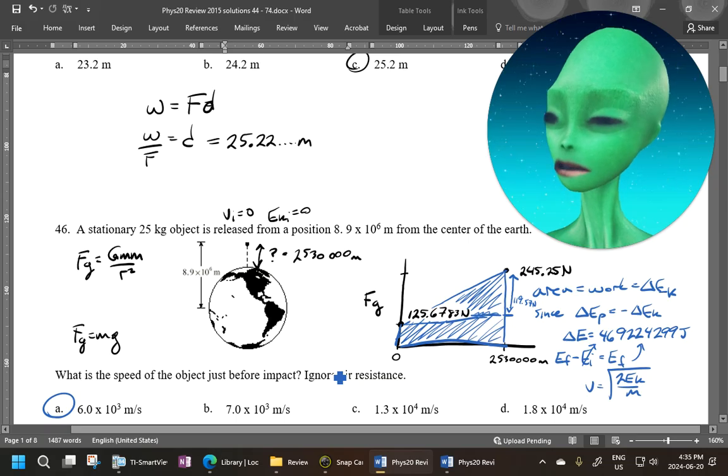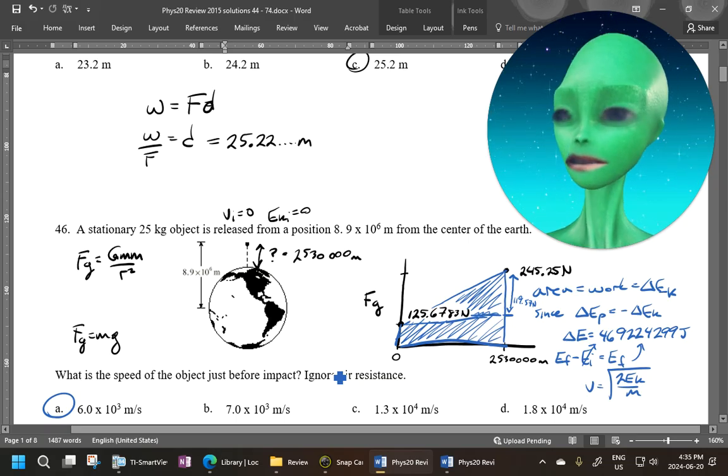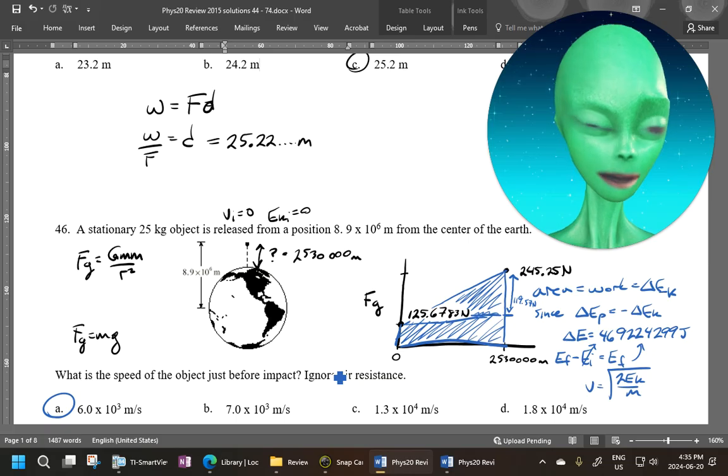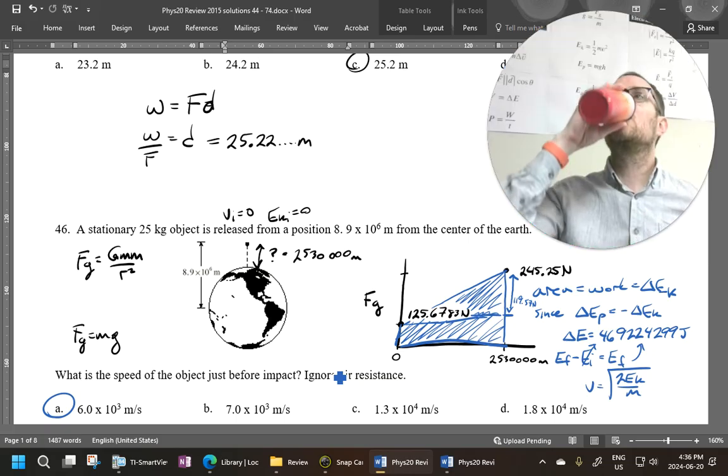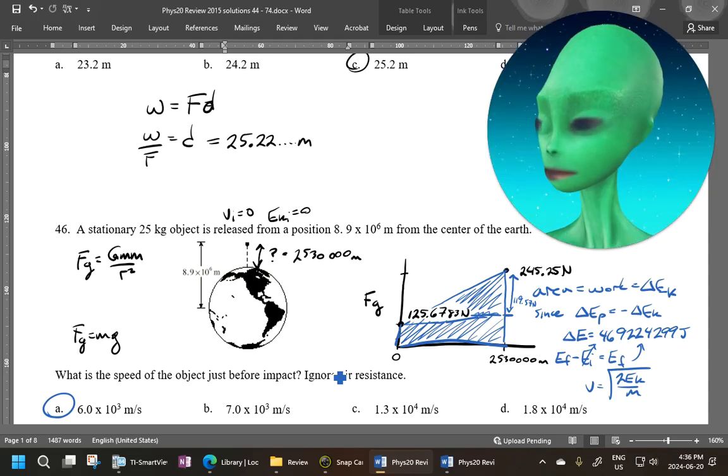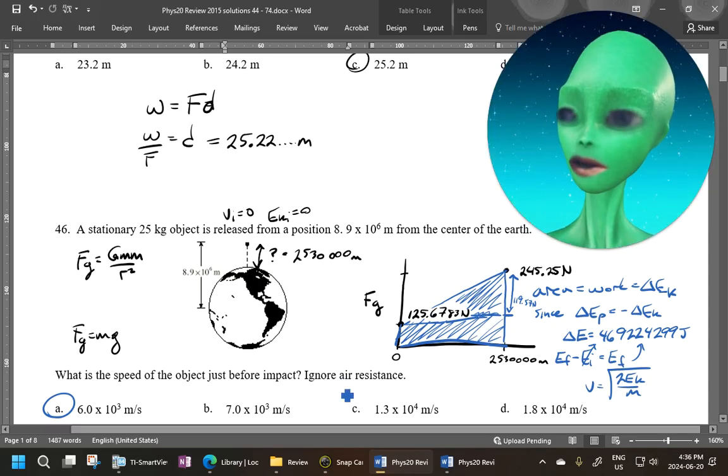That's a hard question. It almost requires integrals because it's a curved graph. It's going to be less than that, because it's curved. The area under that graph is going to be less than what we actually got. So that's a difficult question.